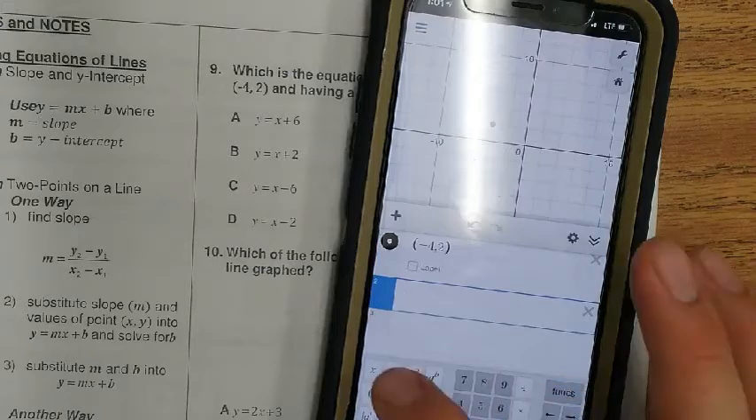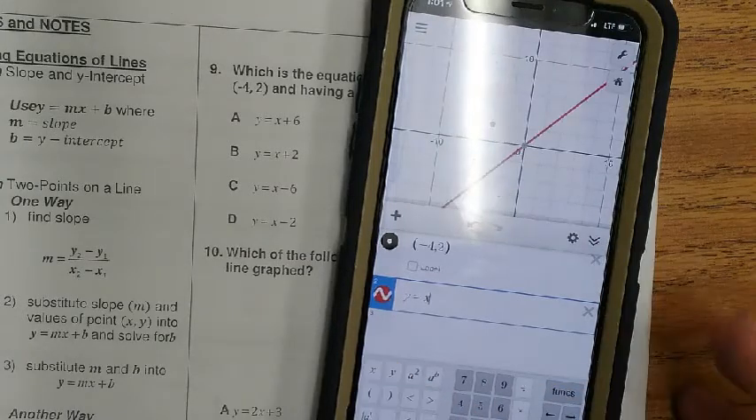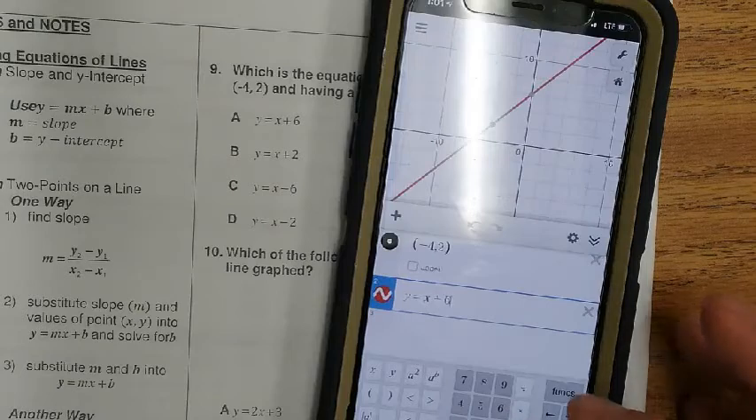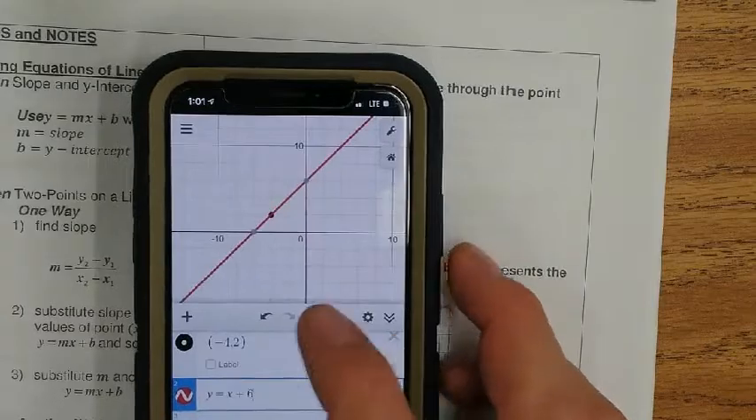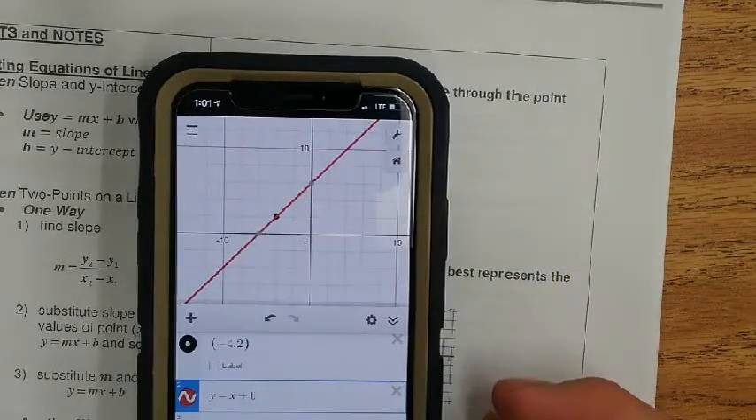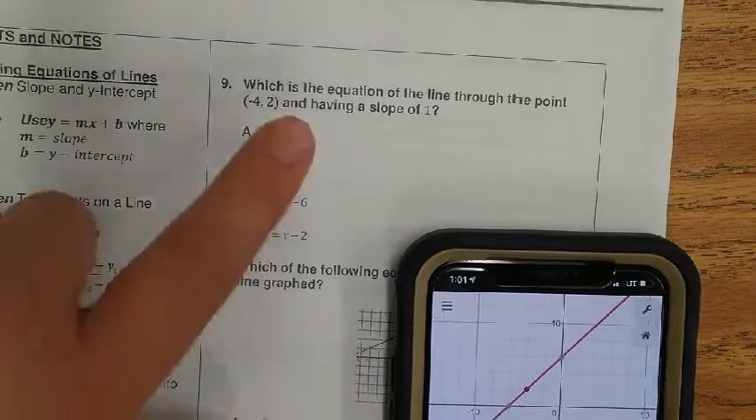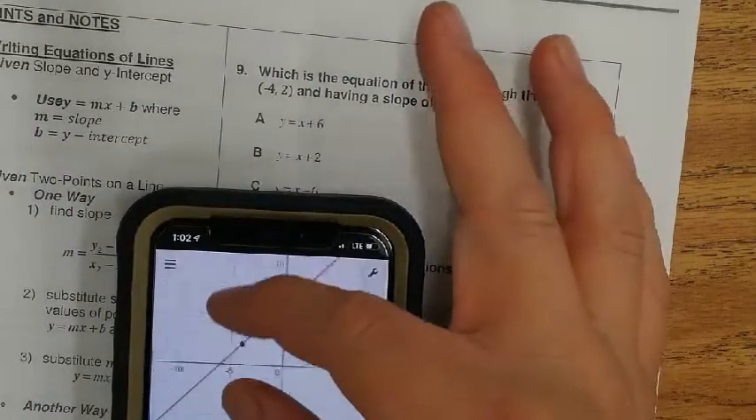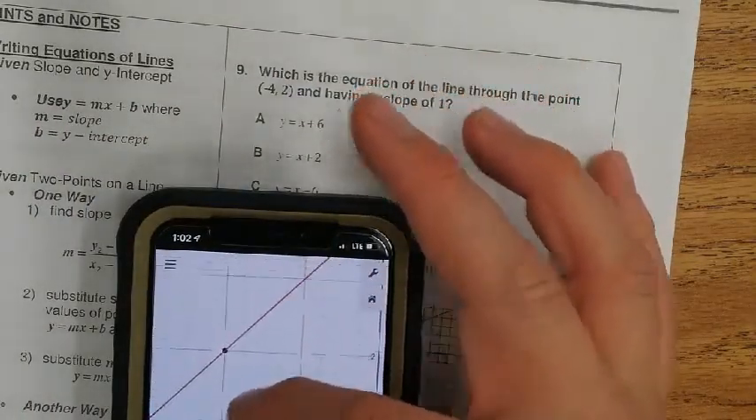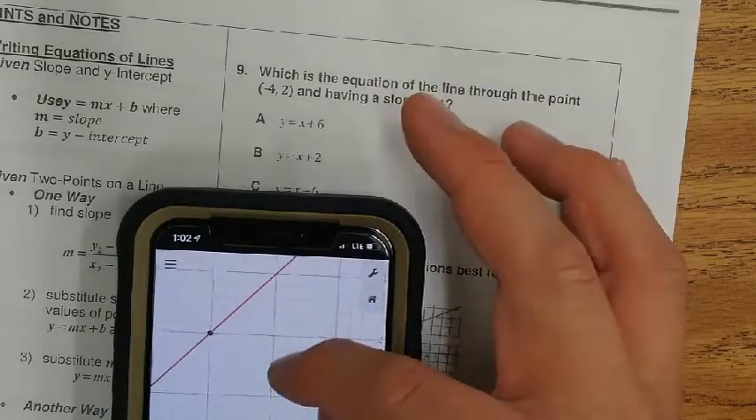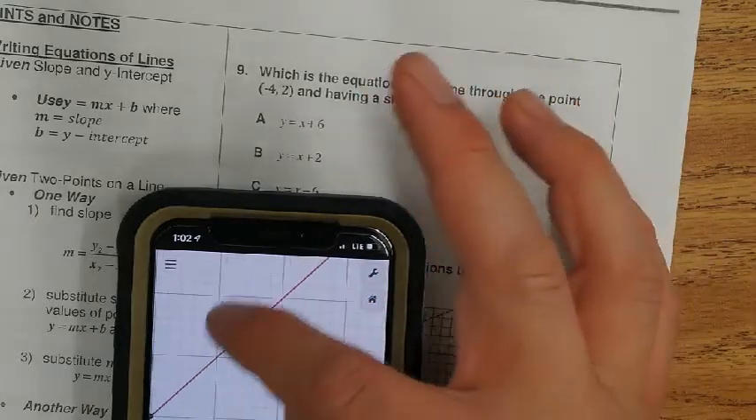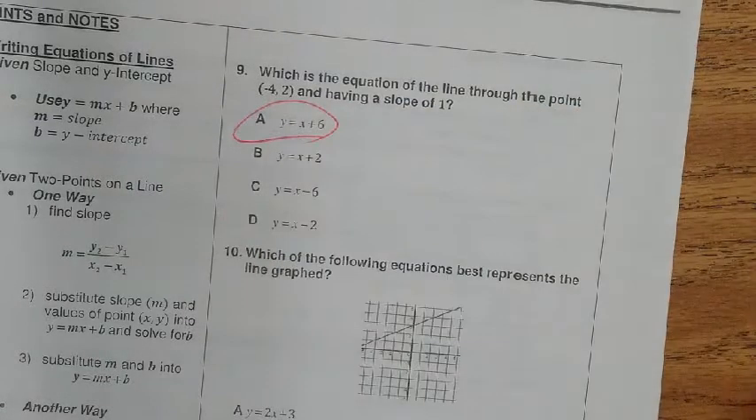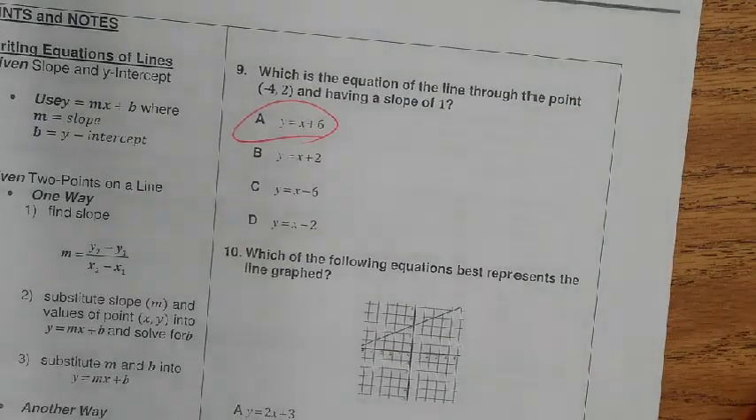So negative 4, 2, and then type in each one of these equations. X plus 6. Okay, does that one hit the line? Does that point hit the line? Yes. But we also have to look for a slope of 1. Let's see if it has a slope of 1. Oh, actually, it looks like it does. So here we go, up 1 over 1. Up 1 over 1. So actually, that's the right answer. If it was not that one, you would just try that with the next one.